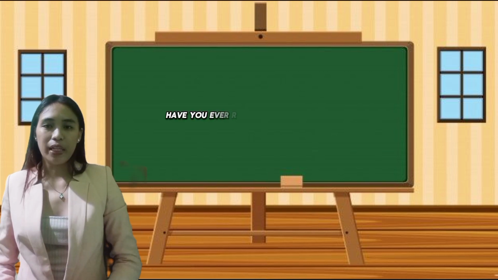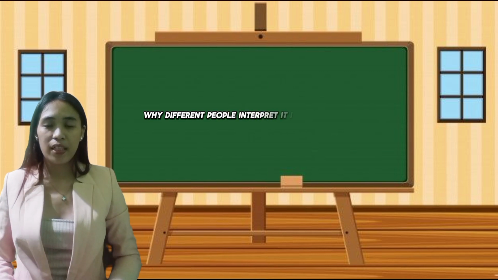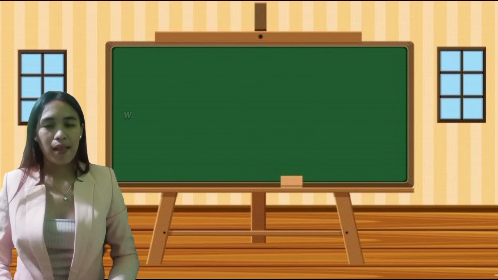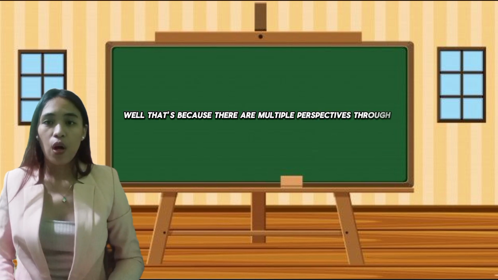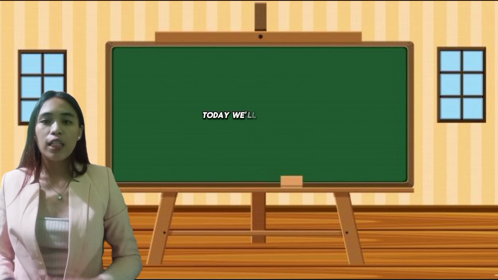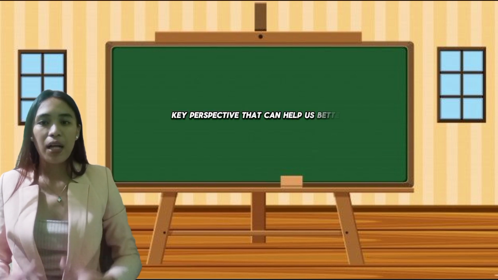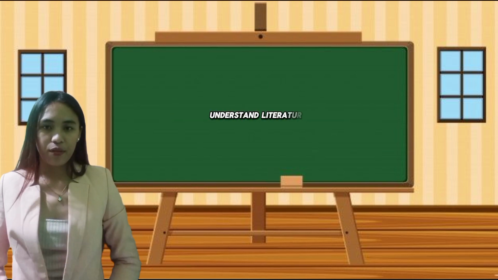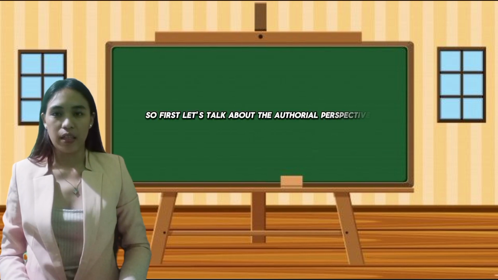Have you ever read a book and wondered why different people interpret it in different ways? Well, that's because there are multiple perspectives through which we can analyze a text. Today, we will explore 5 key perspectives that can help us better understand literature. So first, let's talk about the authorial perspective.